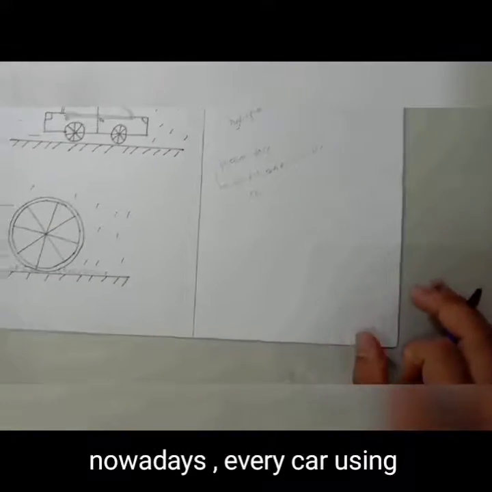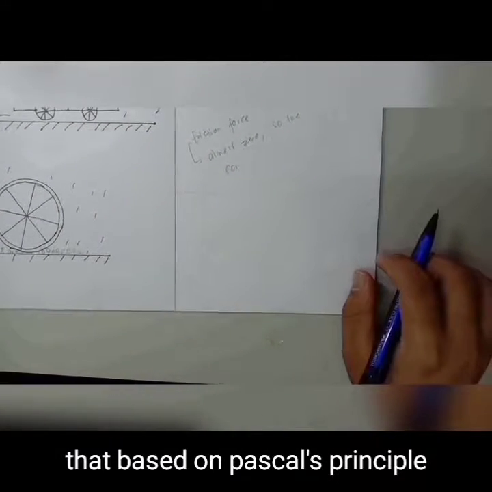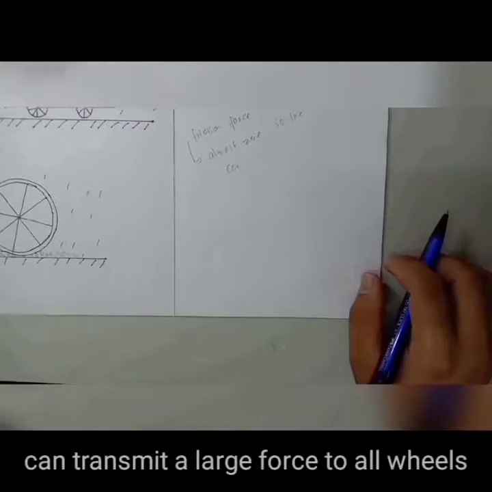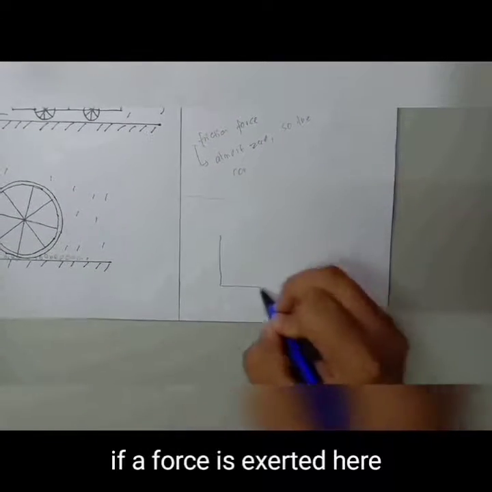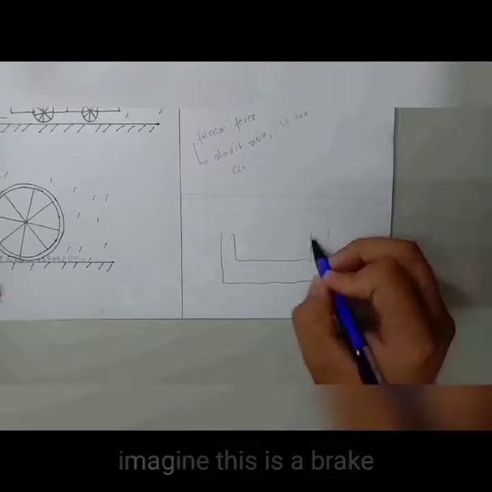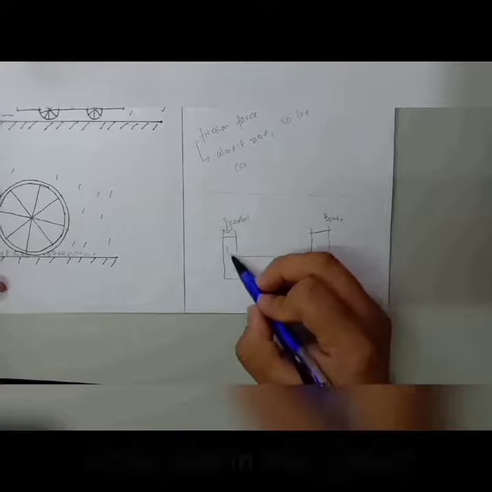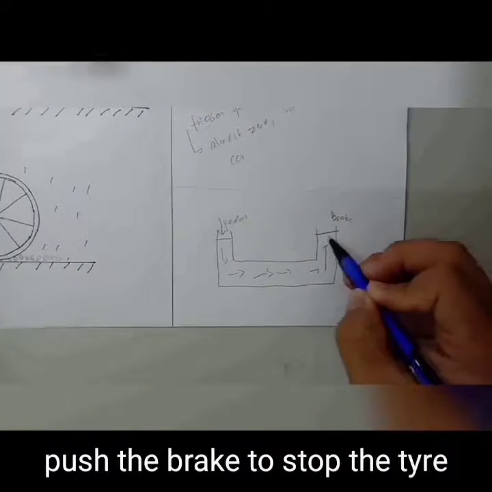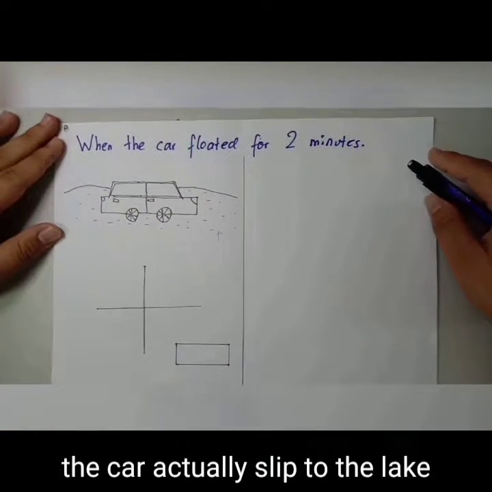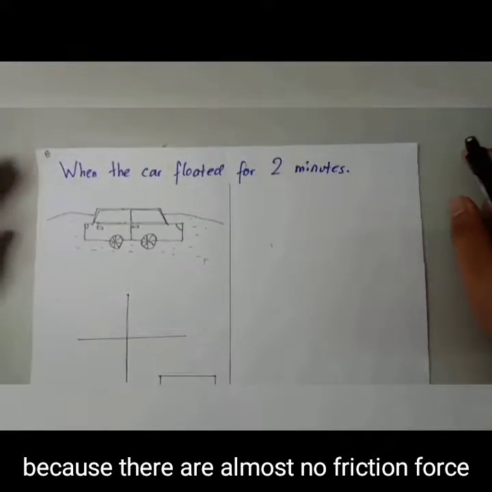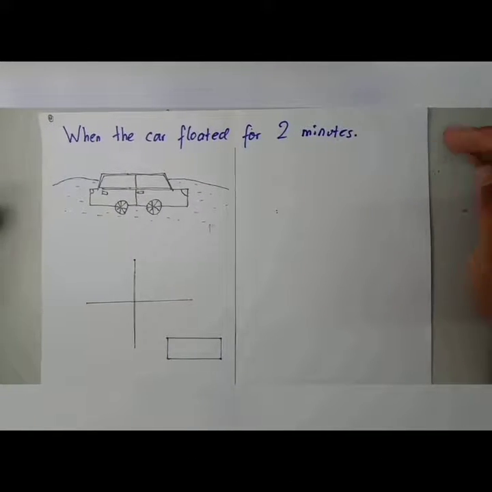Nowadays, all cars use a hydraulic brake system that applies Pascal's law. A hydraulic brake functions by a pedal transmitting a large force to all wheels simultaneously to stop the car. For example, imagine this is a brake, this is a pedal. If a force is exerted this way, all the fluid in the system is pushed to brake the tire. From the previous section, the car sped into the lake because there was almost no friction force acting on the tire. So the car basically failed to brake itself and skidded into the lake.